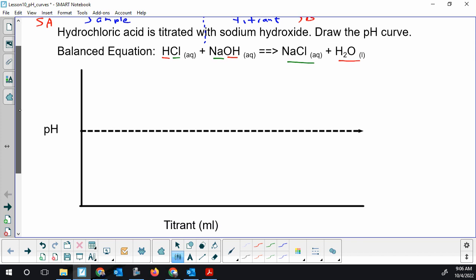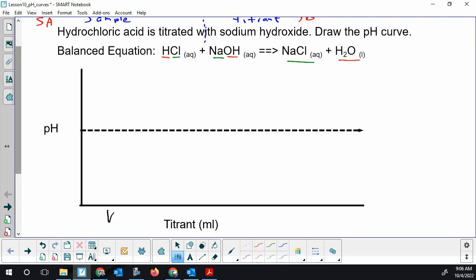So pH curves always have these axes. The volume of titrant is on the x-axis. So I'll be a little bit more thorough. Often we're sketching these and not putting in the exact numbers. If you're just doing a sketch, you'd be fine to leave out the volume. The y-axis, or the responding axis, is going to be pH. That will respond or change depending on how much titrant we add in.